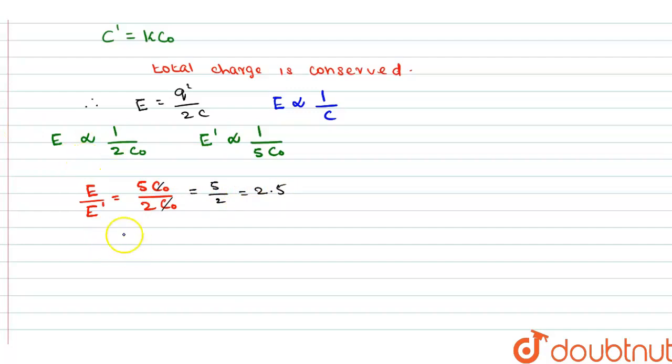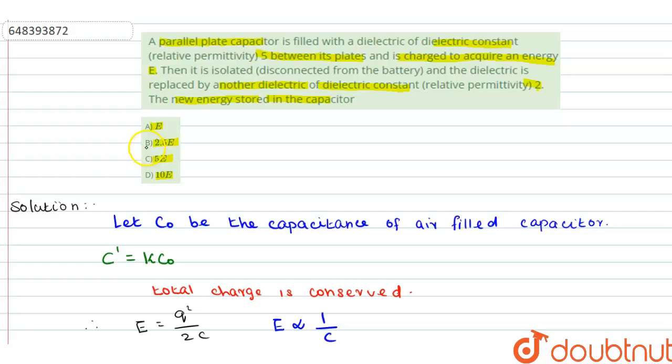So the new energy E dash is equal to 2.5 times E. So this is the result. This matches with option B. So option B is the correct answer.